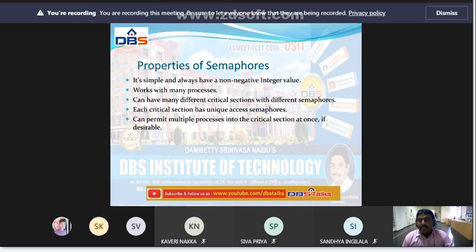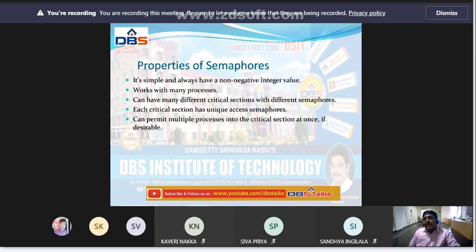So what are the various properties of a semaphore? Semaphores may work with many processes, and it is simple and always has a non-negative integer value. Whenever we are working with semaphores, we always use a non-negative integer value. Next, we can have many different critical sections with different semaphores.